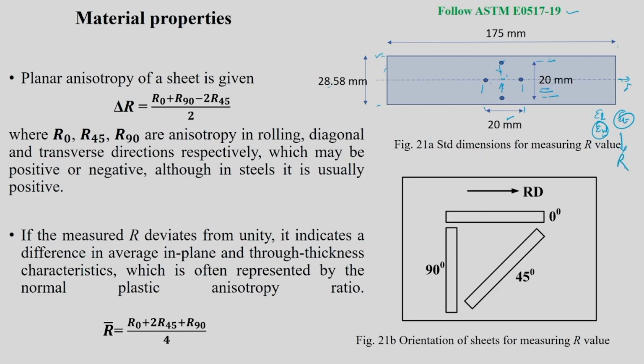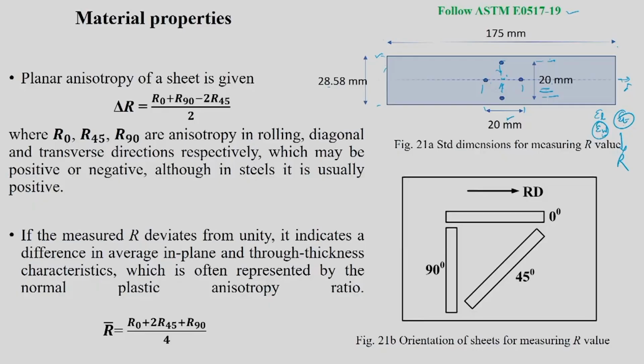So if R is, let us say, 1.3, the material is anisotropic. If R is, let us say, 0.85, the material is anisotropic in nature. Now this R value can be calculated in the 0 degree rolling direction, which we call R naught, along the 90 degree rolling direction, that is R90, and along the 45 degree rolling direction, that is R45.